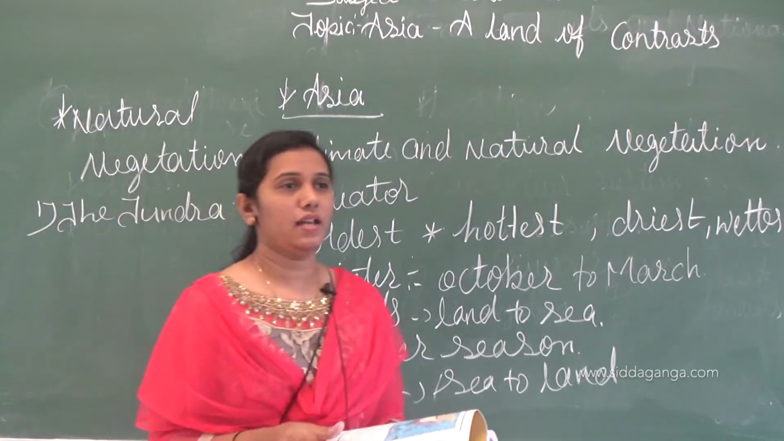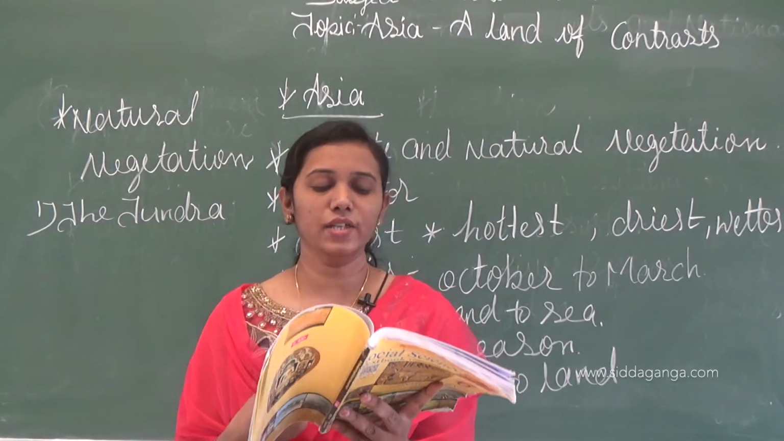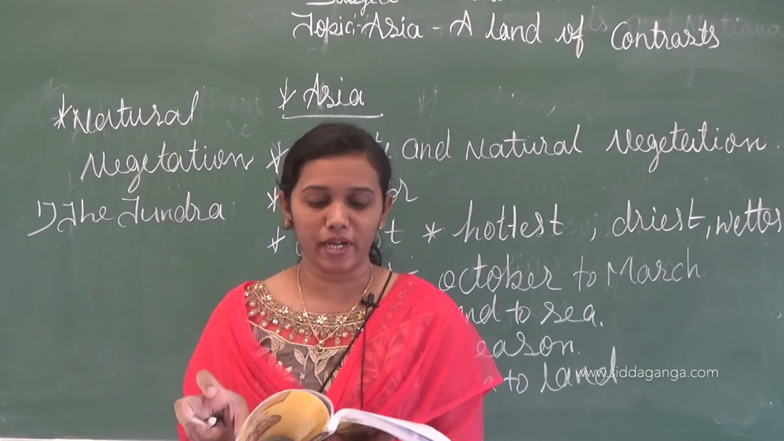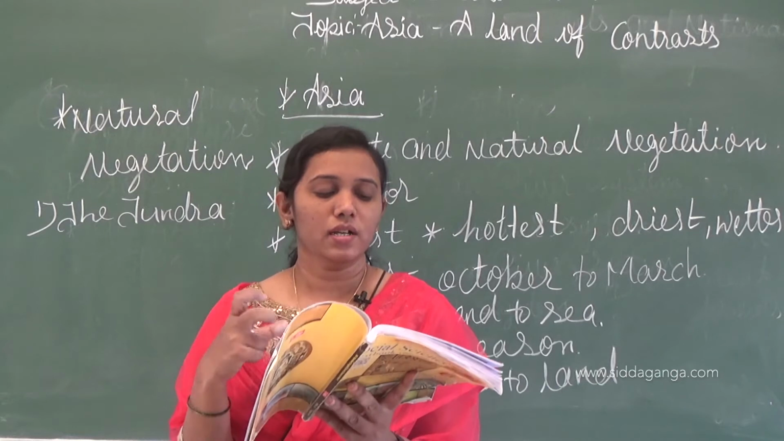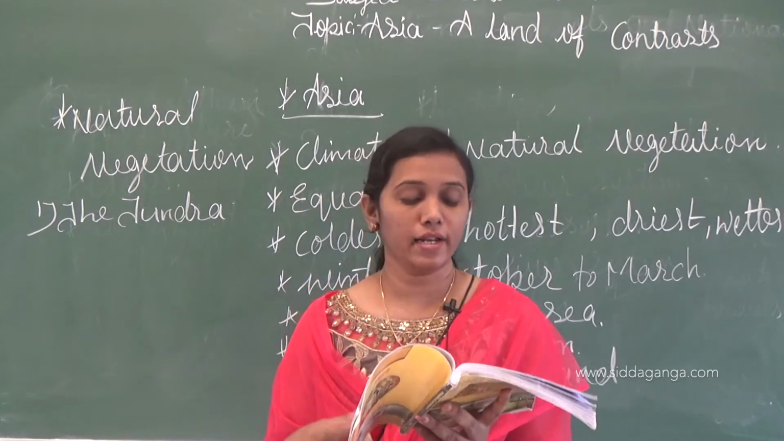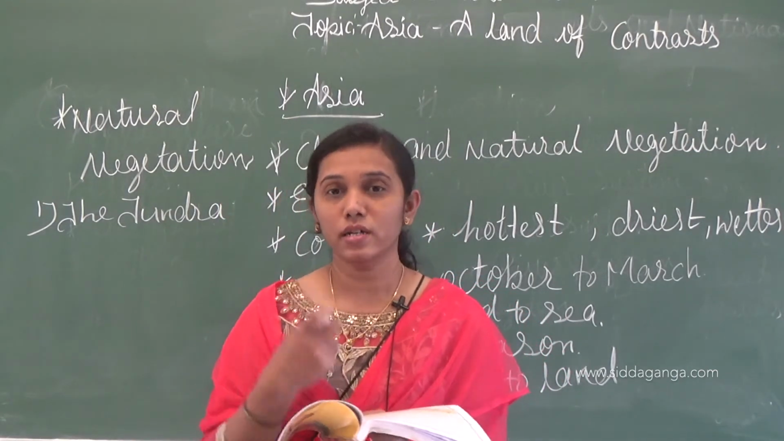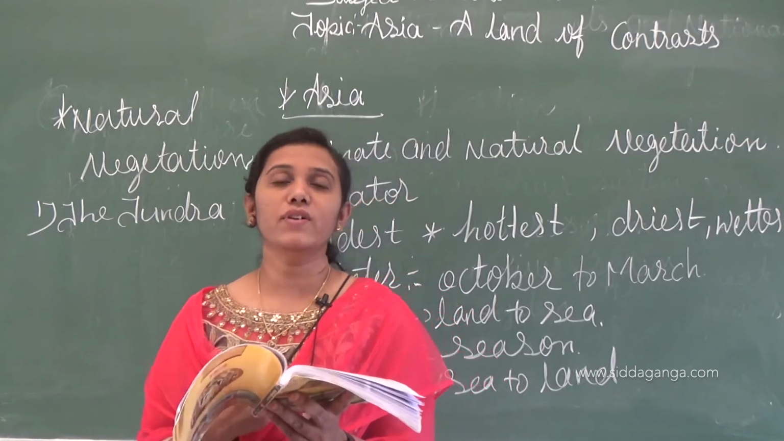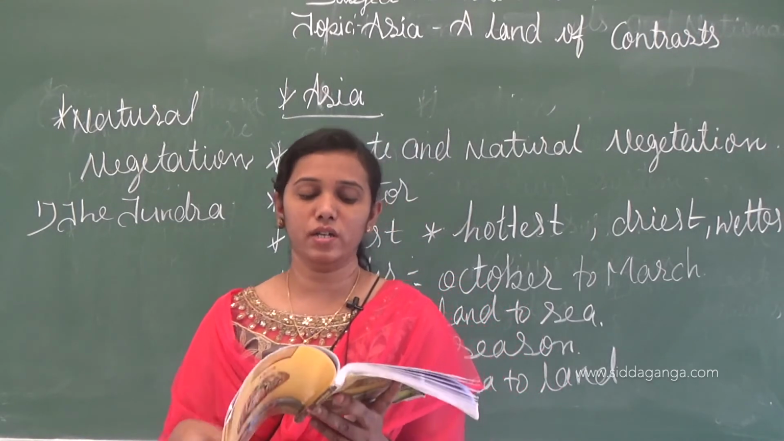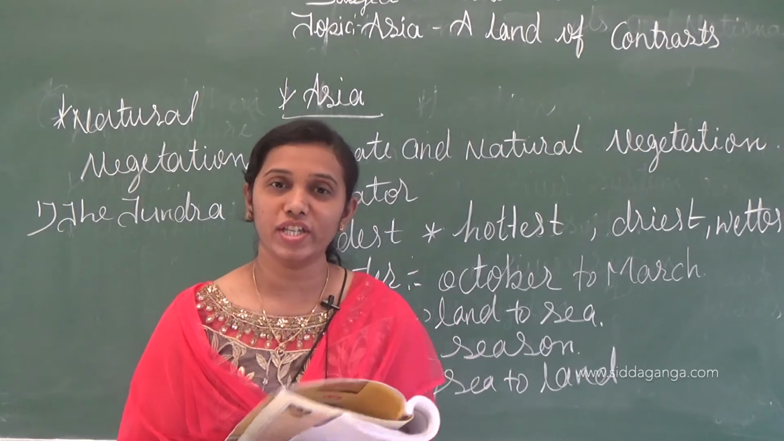Once again I will repeat here. Natural vegetation of Asia is associated with climate. But other factors such as landforms, soils and human beings also have influence on types of vegetation and its distribution. There is great diversity. Here we see diversity in the vegetation of Asia. It can be divided into 7 major types. First one is the tundra vegetation.